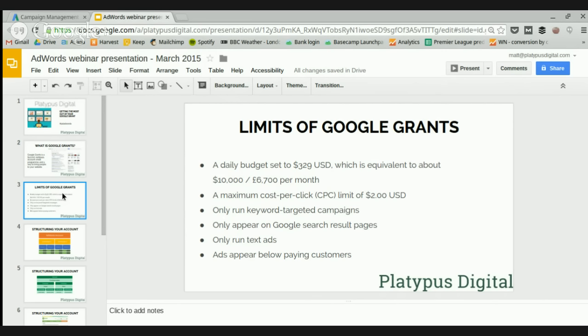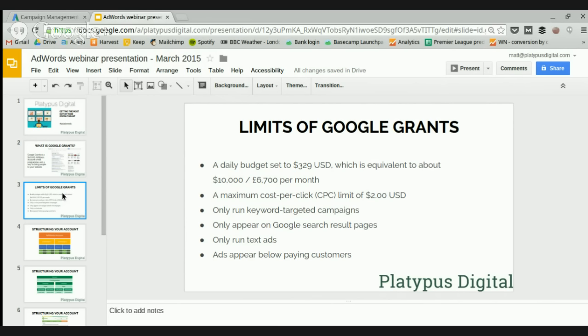Your ads would only appear on Google search result pages. There are other places that Google place their ads on third-party websites. That's both text ads and graphics ads. But non-profits would only have their results appear on the search pages themselves. You can also only run text ads. You can't run graphics-based ads. It would only be ads that include text on them.